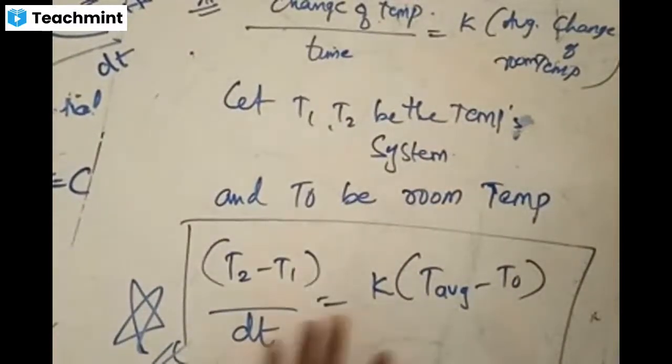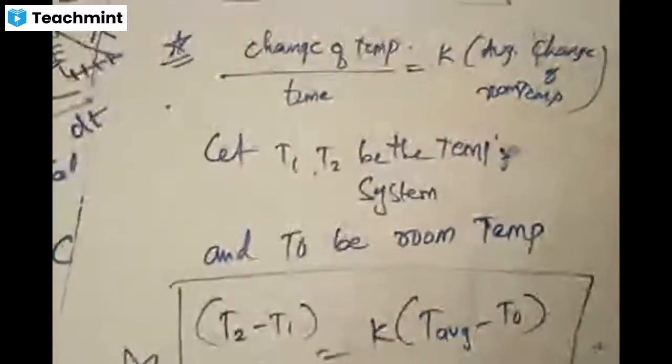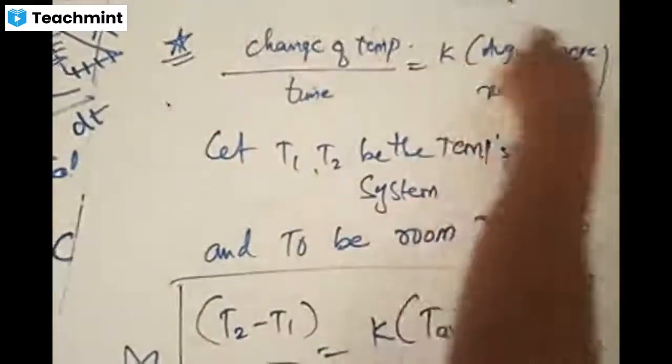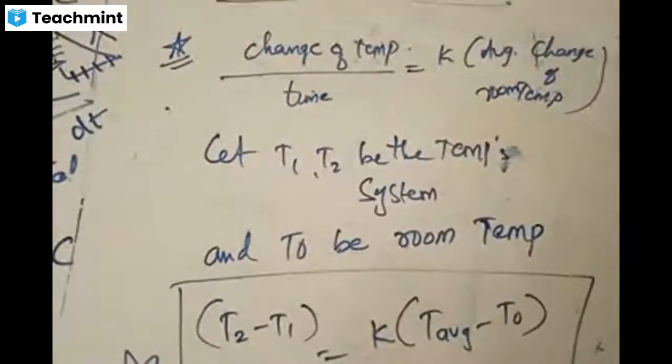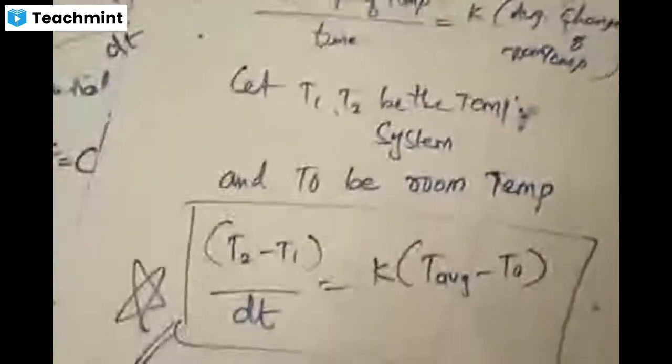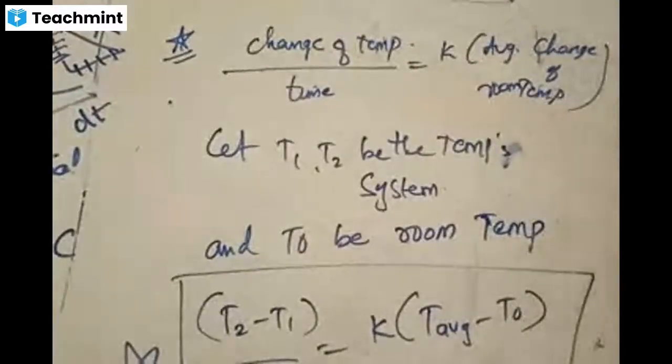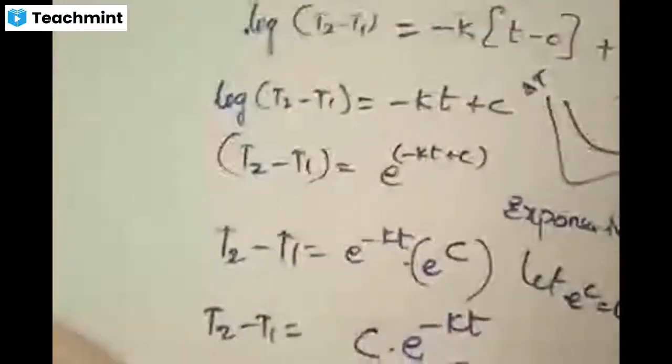Right. I'm just recapping. Remember the formula of Newton's law of cooling like this: change of temperature by time is equal to K into average change of room temperature. Now let me show you one problem and how to solve that. Remember this formula? We use this space to solve that problem. I'll show you an example given in the textbook.